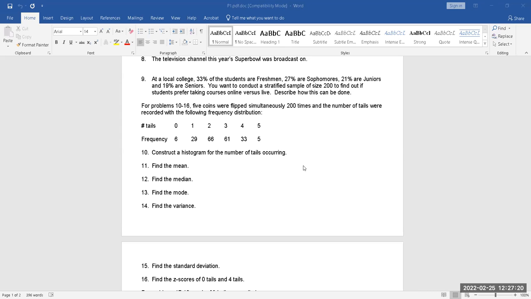So now we want the mean, okay? Now, this is where some people are getting into trouble. The mean is I take every single outcome, all 200 of them, and I add them all up. That's what the summation symbol means. Add them all up and divide by what number exactly?